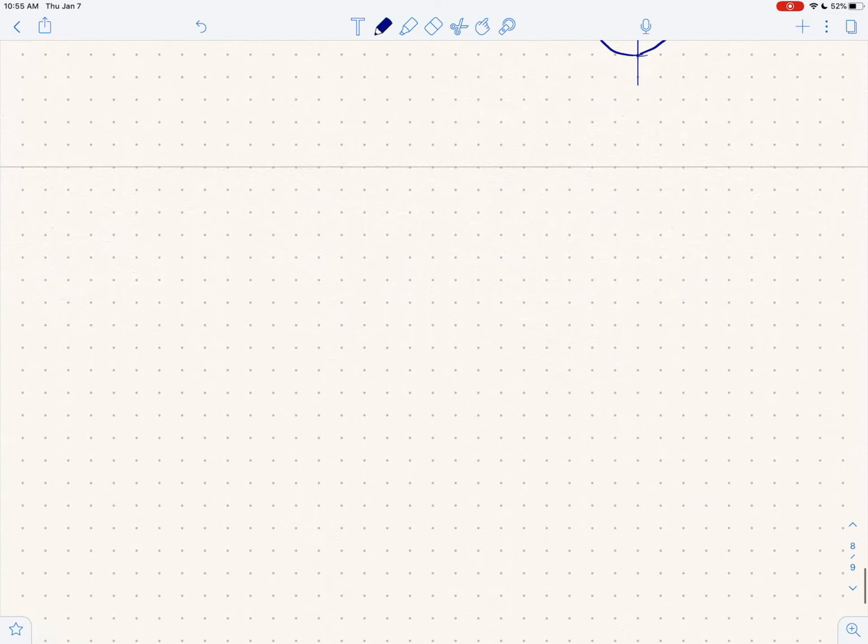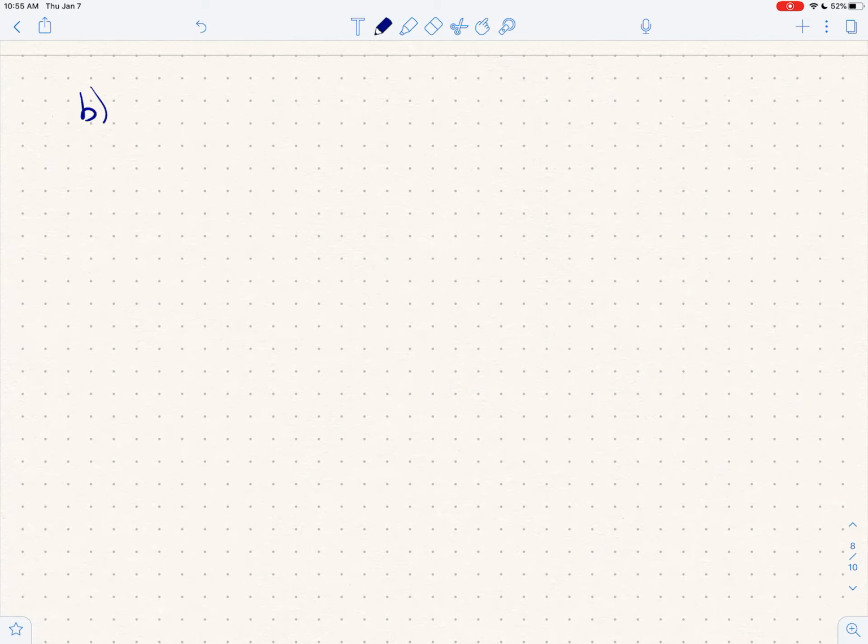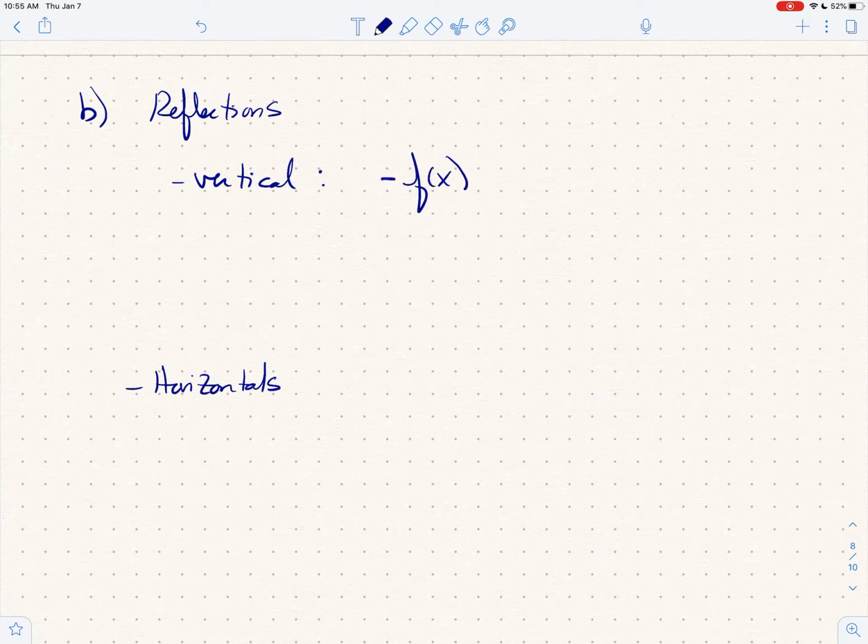All right, let's talk next about reflections. There are two kinds of reflections. There are vertical reflections, and there are horizontal reflections. But in general, reflections are easy to recognize because they involve a negative. So vertical reflections are when you just look at minus f of x. And this is a reflection over the x-axis. An example of this would be f of x equals negative x squared.